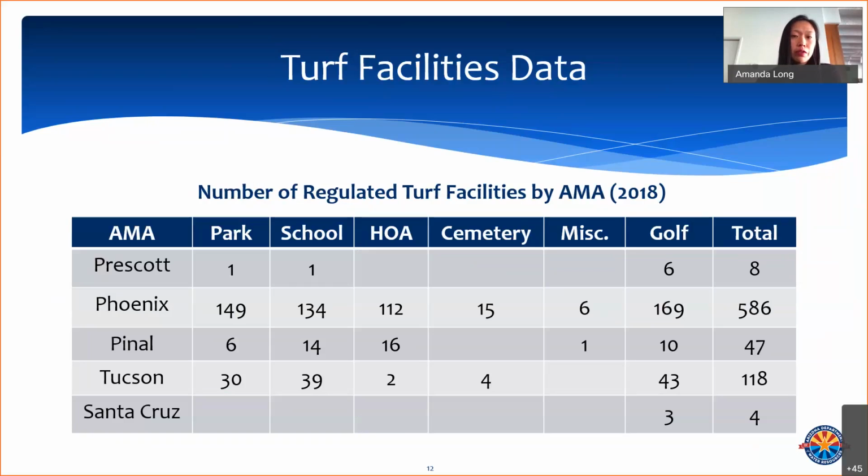You can see that a majority of the facilities fall within the Phoenix AMA. We have talked quite a bit about golf, and there are significant numbers of golf facilities, but there also are quite a few that are not golf courses, so we are going to focus on those today. Next slide, please.